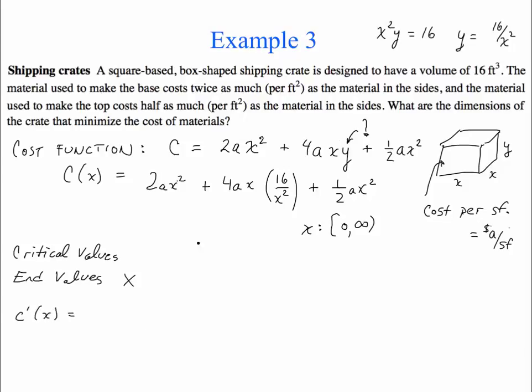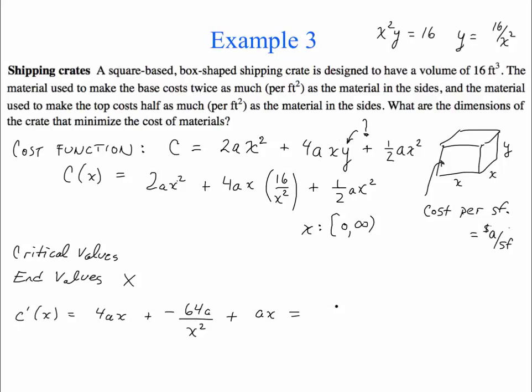Derivative is 0, okay? So here we go. 4ax plus, what do we have? 64a over x. This would be minus 64a over x squared. Check my math. Plus ax. So I had x to the minus 1, 64a. Yeah, negative x to the minus 2. That's right. And critical values we want are where the derivative is.